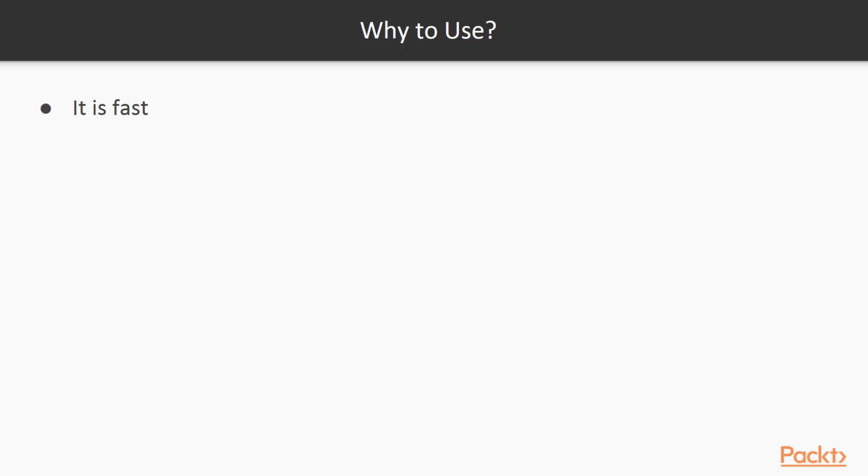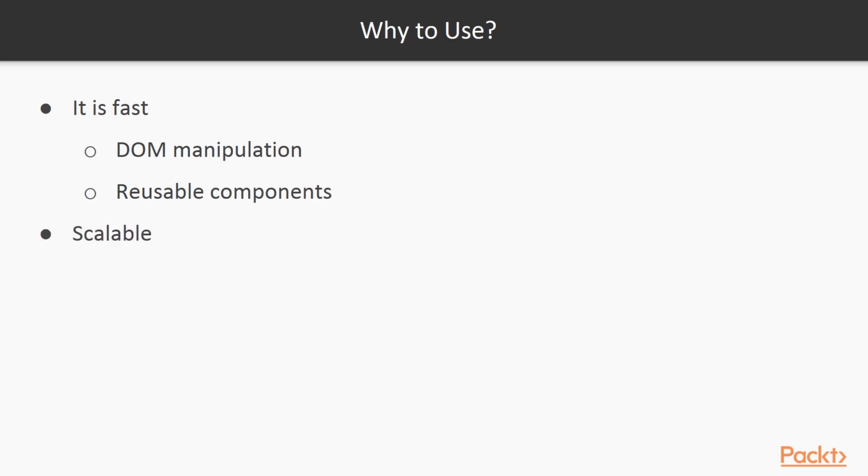So why use React? It is fast. DOM manipulation is fast. The components are reusable. We will talk about things like components and elements later on. And it is scalable. You can create single page applications, and it is the view in the MVC, so it only deals with the view in model view controller, and it has dev tools. So it's not like normal JavaScript, which is hard to debug. It has rich APIs of development tools, and you can even use debuggers to debug your code.